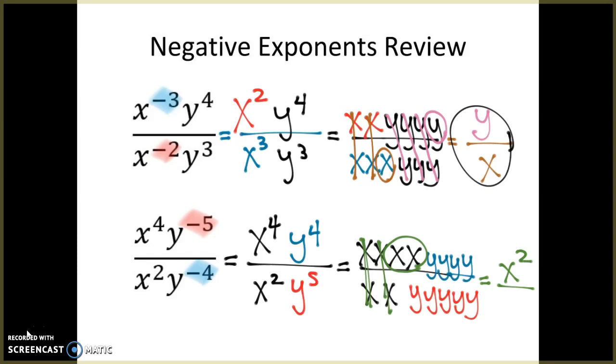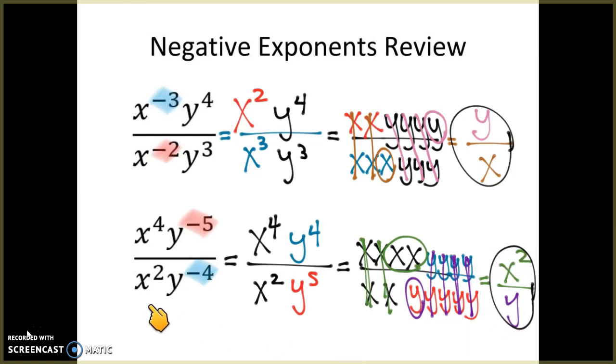I could do the same thing with the y's now. Look at my y values, what can I eliminate? Here's a pair, here's one, here's another one, here's another one. So I have a single y left over, and that is in the denominator. And so this will be my answer, x squared divided by y.